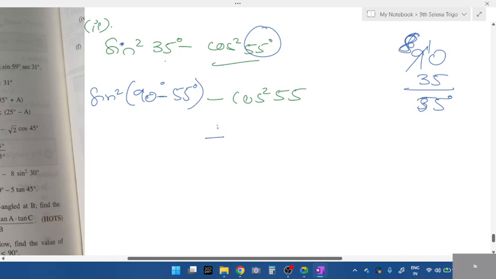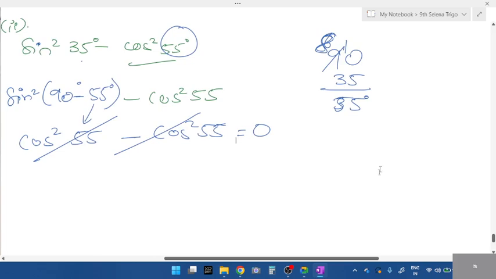Now this is the first step. Second step, if you convert sine square, what's the complementary for sine? Cos square. What's the angle here? 55. What is cos square 55 minus cos square 55? Both are same. You can cancel them, you'll get 0.